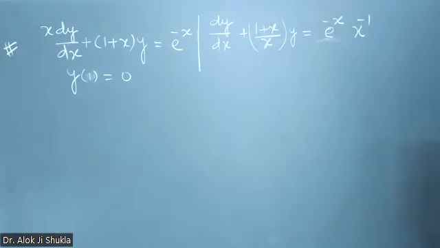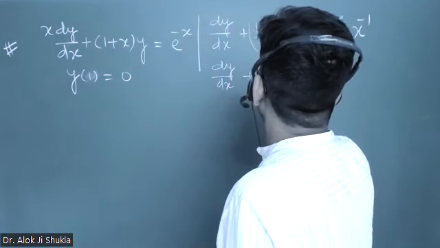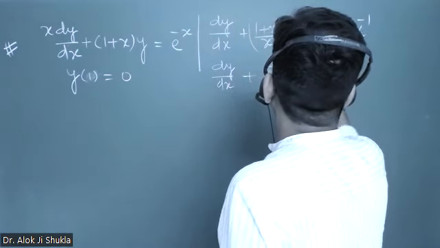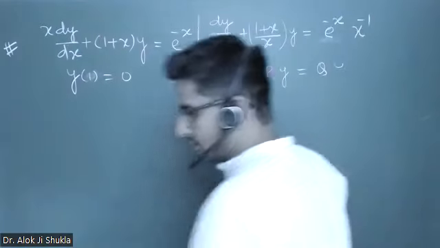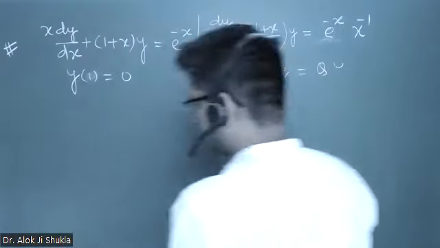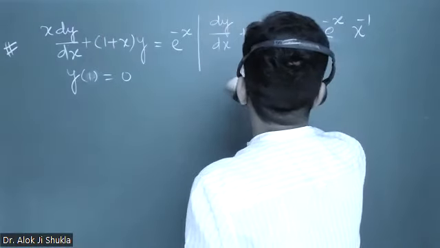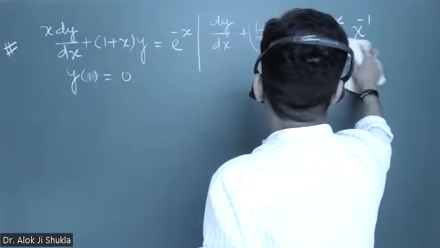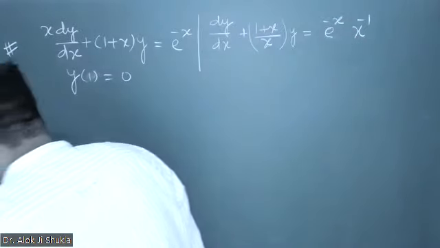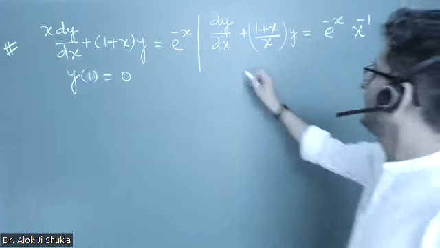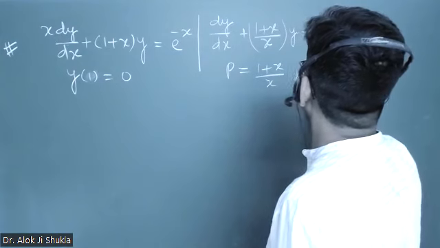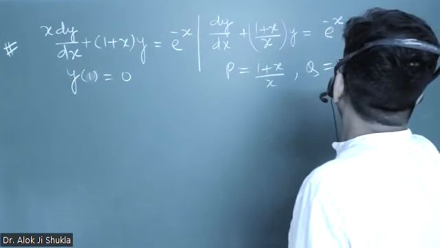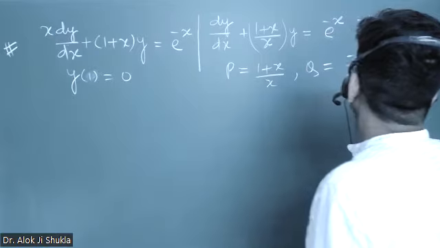So we know we have done equations like this: dy by dx plus py is equal to q. We have done such equations, no problem. So let us solve them. What is the value of p? (1 plus x) upon x, and what is the value of q? e raised to the power minus x, over x.